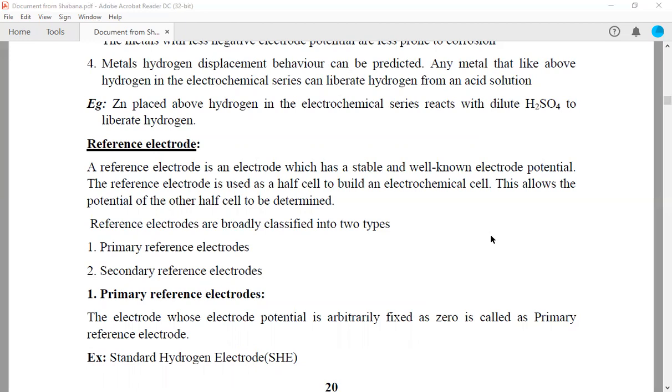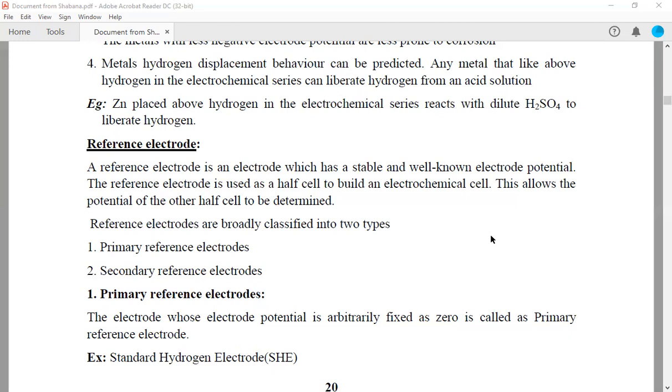By using the reference electrode as one of the half cells in the electrochemical cell, the potential of the other half cell can be easily determined. So that is the use of the reference electrode. And these reference electrodes can be broadly classified into two types: primary reference electrode and secondary reference electrode. What is a primary reference electrode?